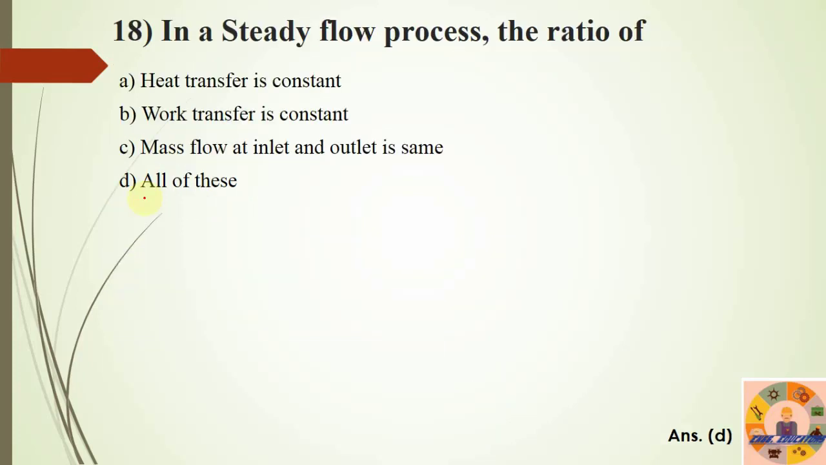The next question is, in a steady flow process, the ratio of... this question is actually a wrong one, and according to the options are heat transfer is constant, work transfer is constant, and mass flow at inlet and outlet is same, and D all of this. So we know for steady flow process, steady means no change with time, and the steady flow process is a process during which a fluid flows through a control volume steadily. So the right option for this question will be the option D all of this, because during the steady flow process all the heat transfer, work transfer and mass flow rate remains constant.